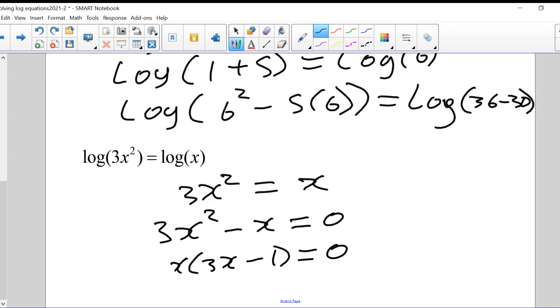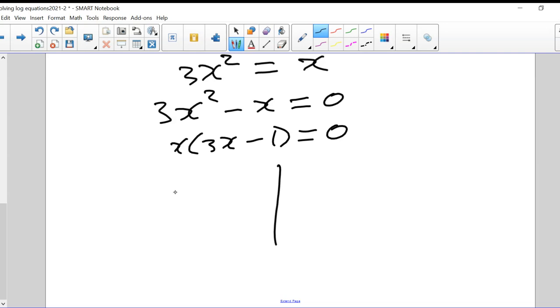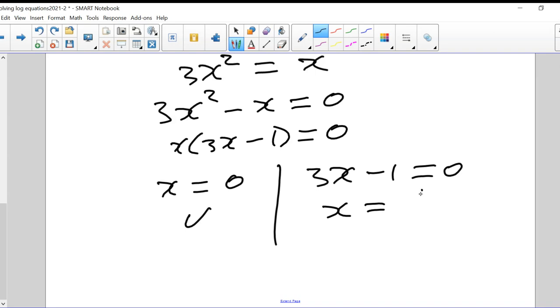I know I'm going fairly quickly because we did one like this before. So we should have two answers here. x equals 0 and 3x minus 1 equals 0. So therefore, x equals 0 is one answer. The other answer is x equals 1 over 3.